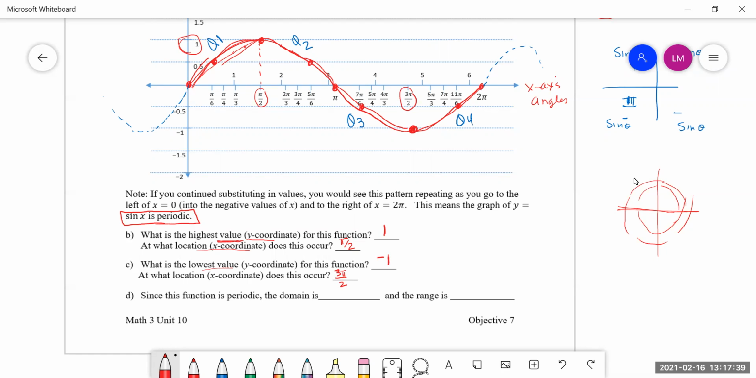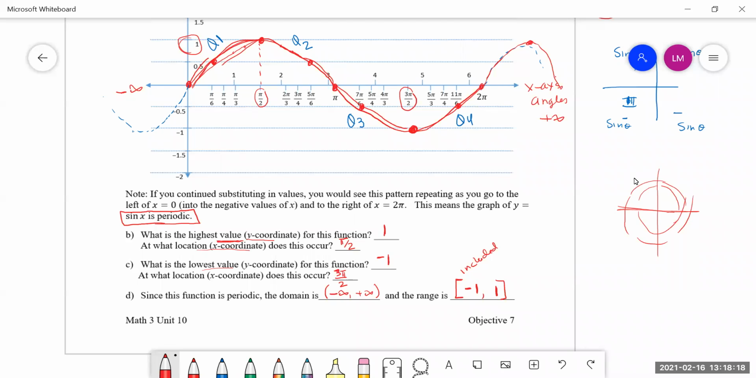Since this function goes on forever and ever to the left, negative infinity, and it goes on forever and ever to positive infinity, we can safely say that our domain is from negative infinity to positive infinity. However, our range keeps bouncing up to 1, down to -1, up to 1. If I continue with my graph, I'm going to go up to a 1, back to 0, down to a -1. So my range, we're going to use brackets to say that it is included between -1 to 1. It's a closed range.